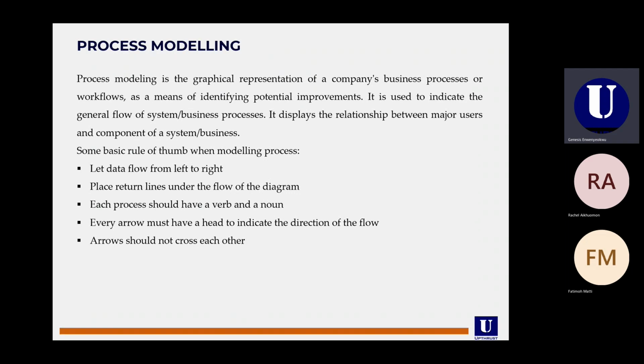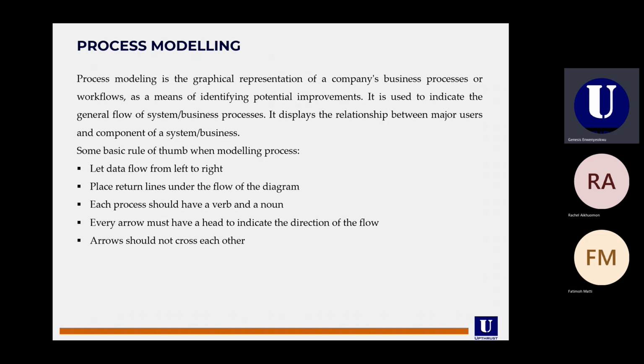How do we now capture this workflow in a graphical representation or a graphical way? That's where we make use of our process flow diagram or our process modeling, right? It helps us to show the relationship between major users and components of a system or of a business. Some of the basic rules when we are drawing process modeling is that we need to let our data flow from left to right.